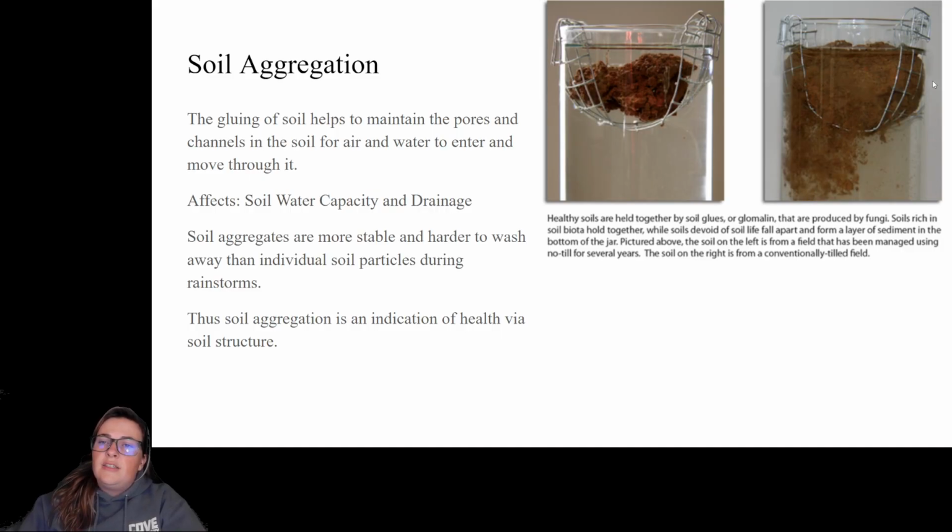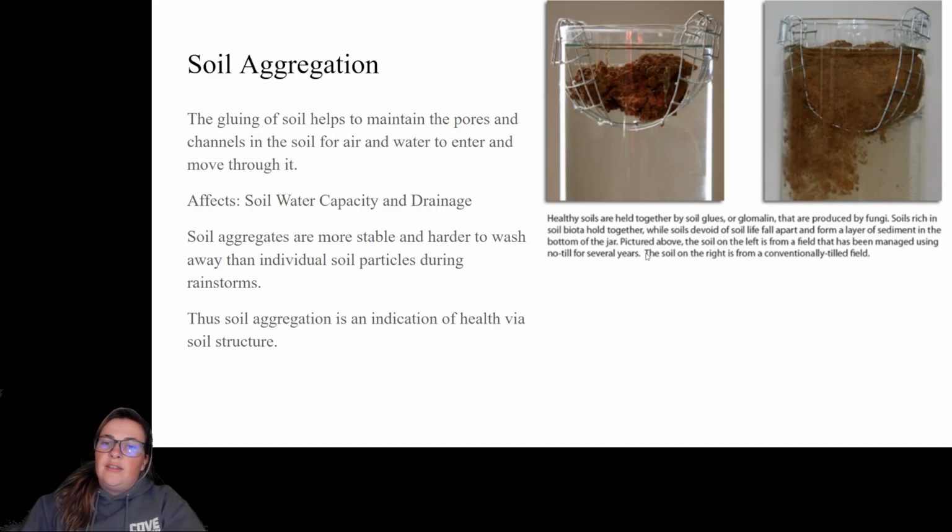However, this piece of soil on the right, this sample, once it's submerged in water, it's completely falling apart. All of the particles are sinking to the bottom. If this was a situation where we saw this from a rainstorm, there would just be soil spread everywhere. It would erode. It would go into new places, right? So ultimately, that's just a sign that it is not very healthy, right?